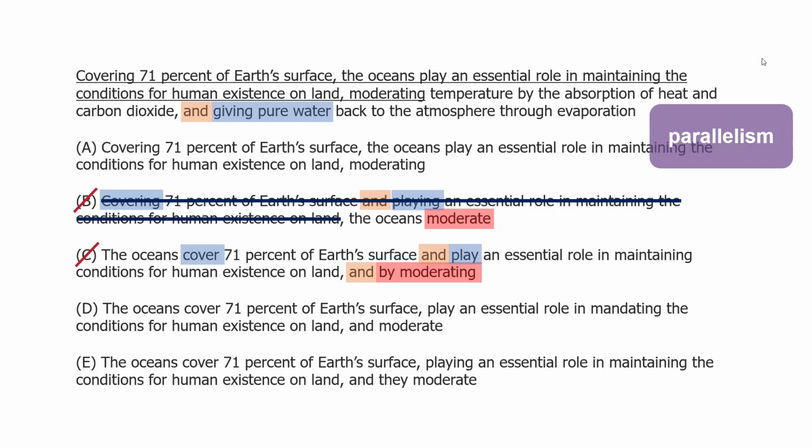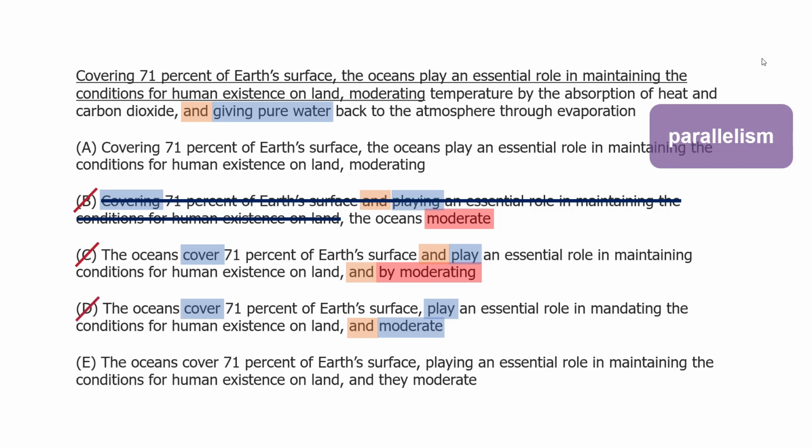Answer choice D has a list at the beginning. The oceans, number 1, cover, number 2, play, number 3, moderate. So far so good, until we come to the words "and giving" later on in the sentence, which is not parallel to anything else in the sentence.